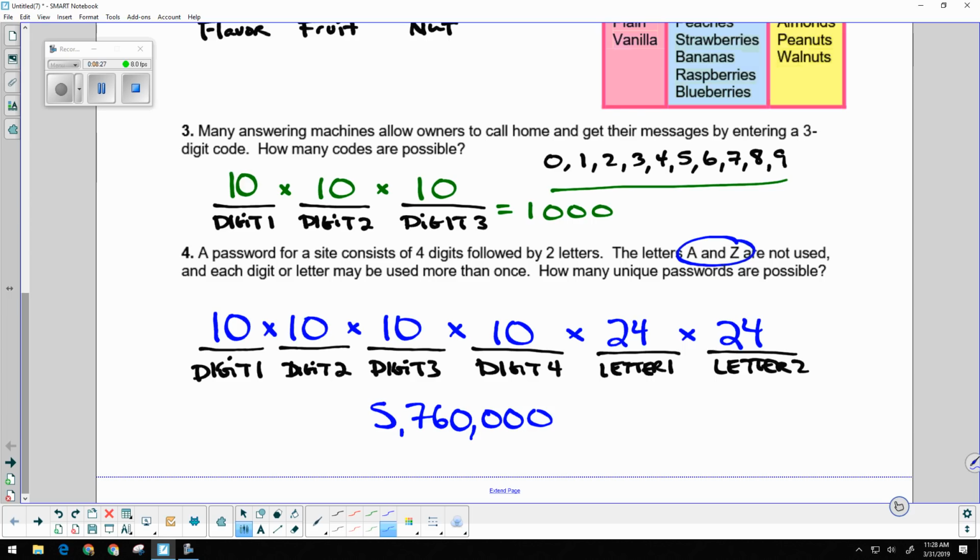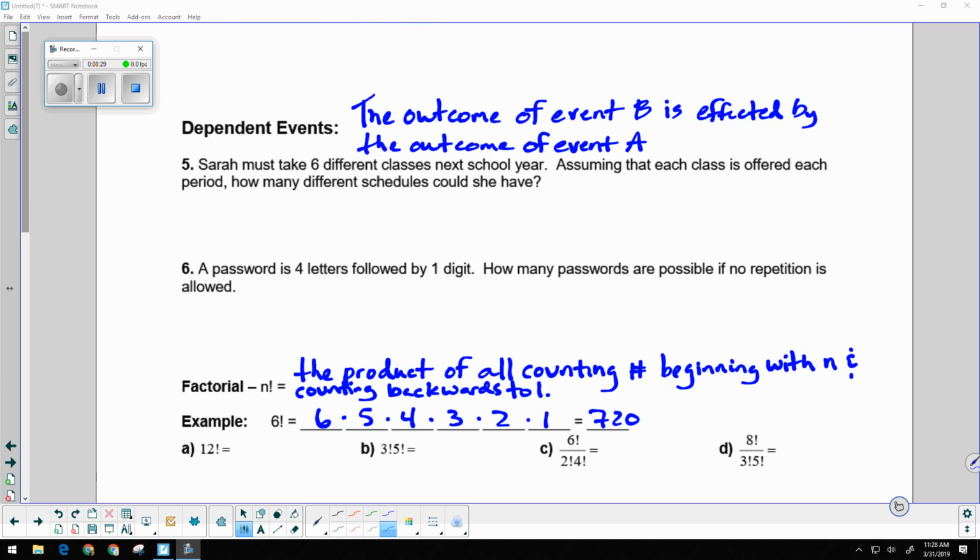Go ahead and turn the page. Okay, so those were all independent events. What happened with one blank, for example, didn't affect what happened with the other. Now we're still going to use the fundamental counting principle, but now we're going to use it with dependent events. So with dependent events, the outcome of event B is affected by the outcome of event A, or vice versa. They are going to affect each other.